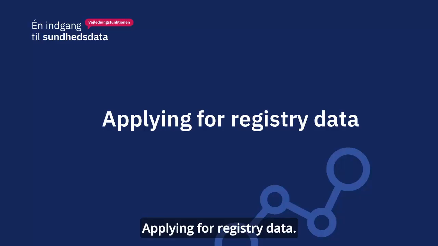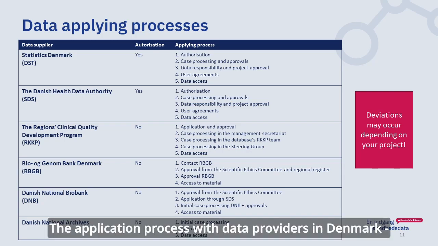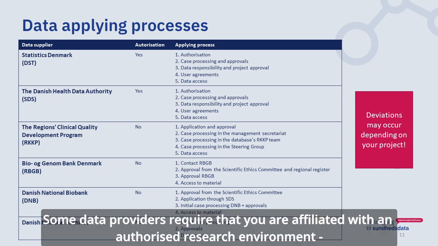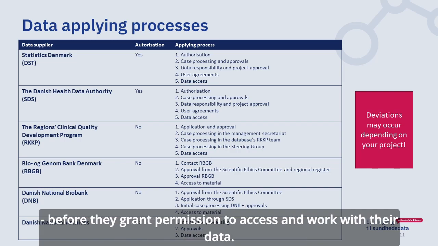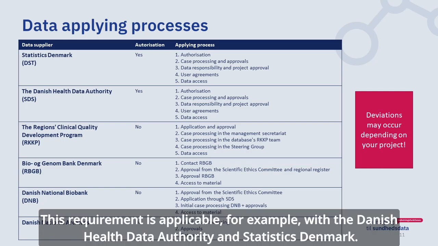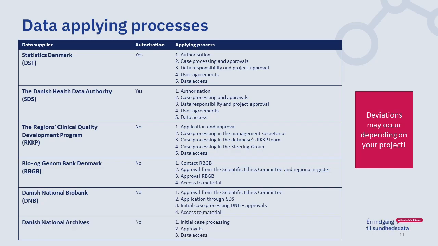Applying for registry data. The application process with data providers in Denmark varies depending on which data provider you are seeking data from. Some data providers require that you are affiliated with an authorized research environment before they grant permission to access and work with their data. This requirement is applicable, for example, with the Danish Health Data Authority and Statistics Denmark.